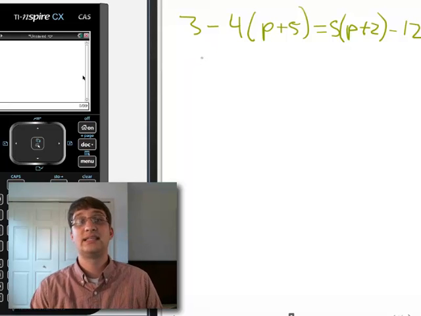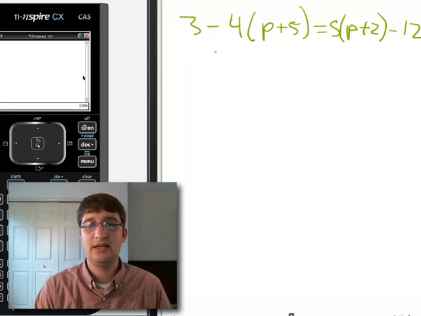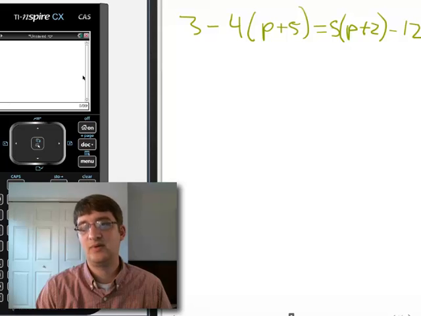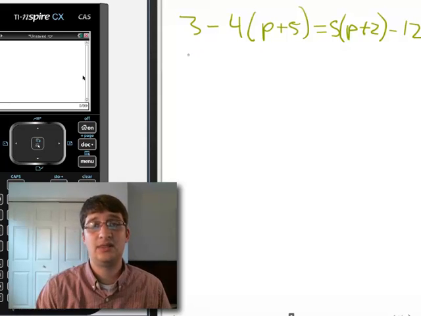First of all, let's simplify both sides of the equal sign. I'm going to start on the left side and I'm going to do the right side at the same time. Let's start with the distributive problem. Okay, so negative 4 times p and negative 4 times 5.